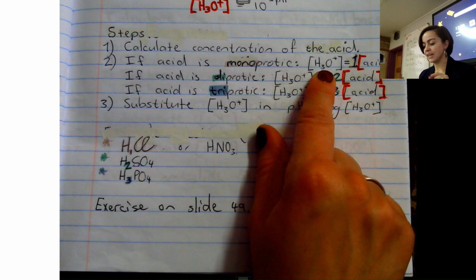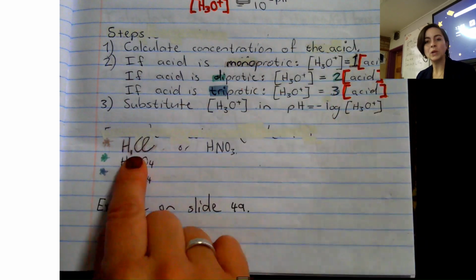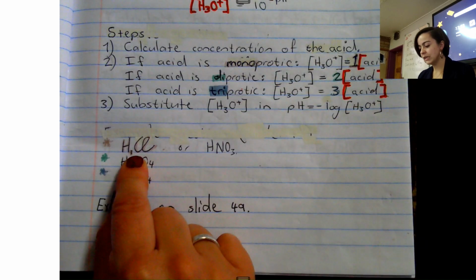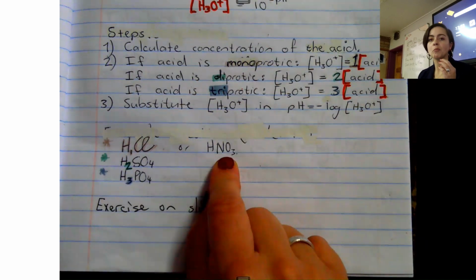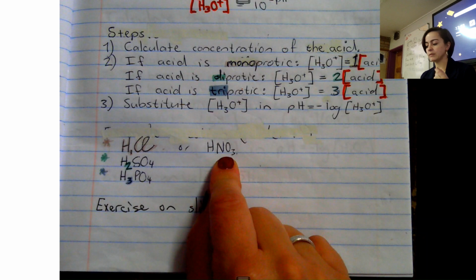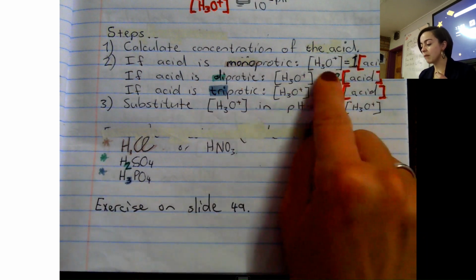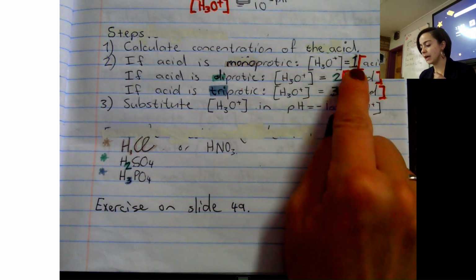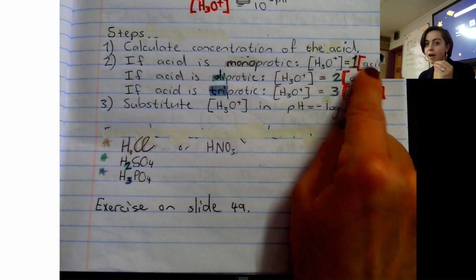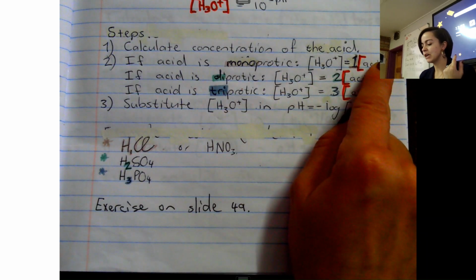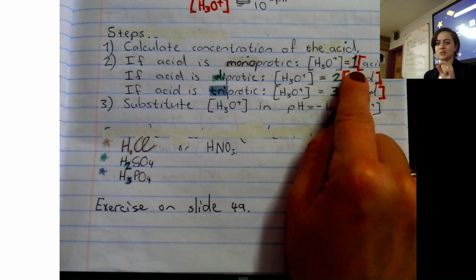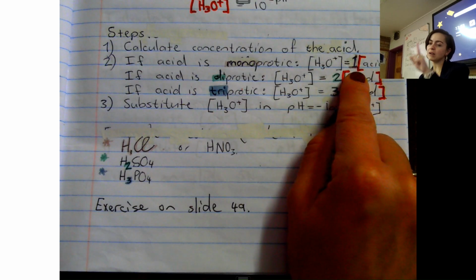If the acid is like HCl, we call it monoprotic. Another one is nitric acid. Also, it's monoprotic. So what does that mean? That I have to multiply the concentration of my acid that I just calculated by 1, because for every 1 molecule of acid that I've added to the water, it will form 1 hydronium ion.